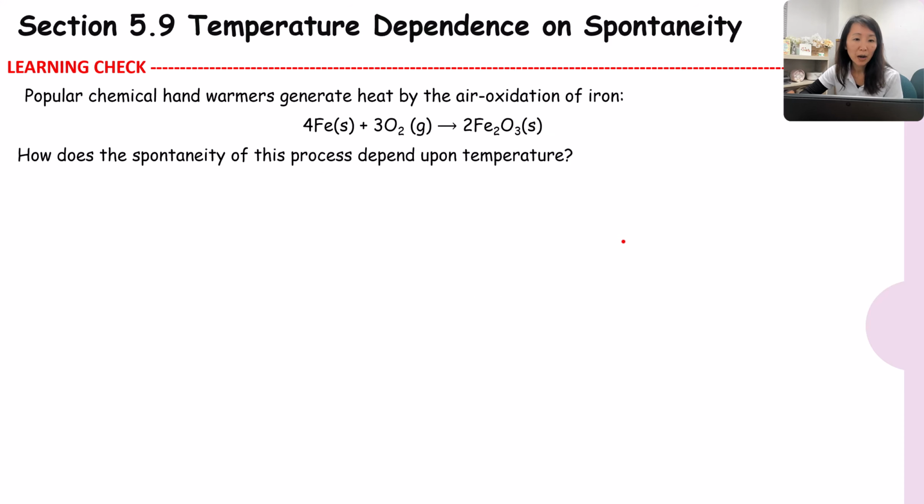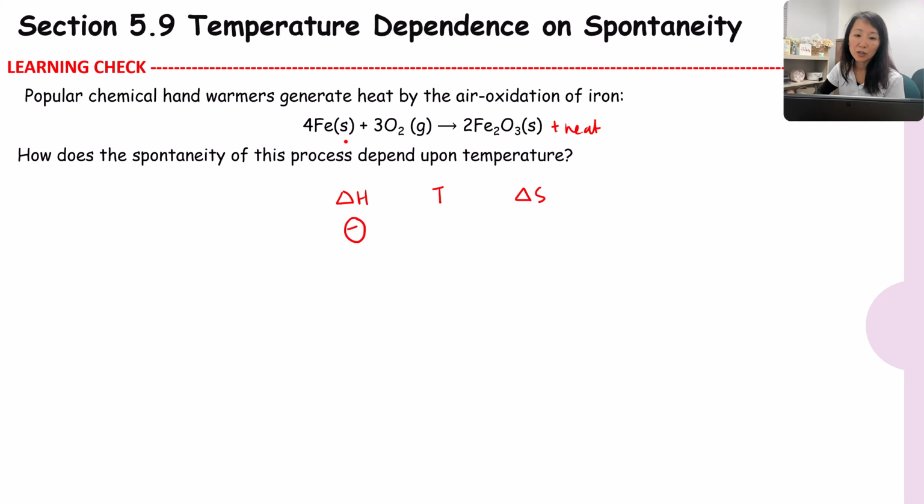Let's try the next one. Popular chemical hand warmers generate heat by air oxidation of iron. How does the spontaneity of this process depend on temperature? Something that I haven't put in here is, where does the heat go? In a hand warmer, heat is being produced, so heat is being released so that it gets onto your hand. So heat is on this side. Let's talk about delta H, T, and delta S. Well, delta H, since heat is being released, is negative. How about delta S?